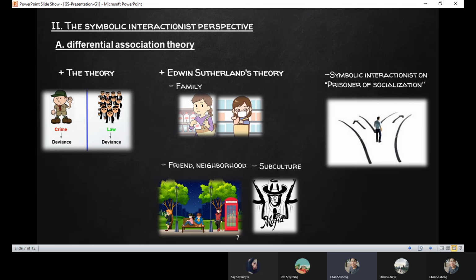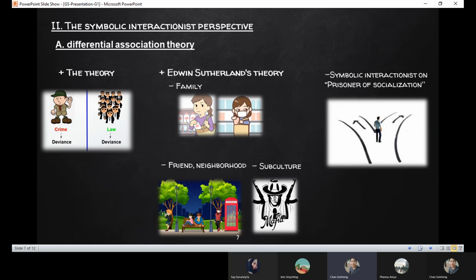Edwin Sutherland coined this term as differential association theory. From the different groups we associate with, we learn to deviate from or to conform to society's norms. Although his actual theory is more complicated, he basically said that based on which group we associate with, we will learn different messages on conformity or deviance. Although we might receive mixed messages, we would still choose to either conform or deviate.